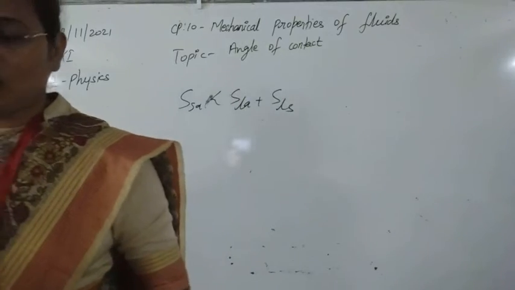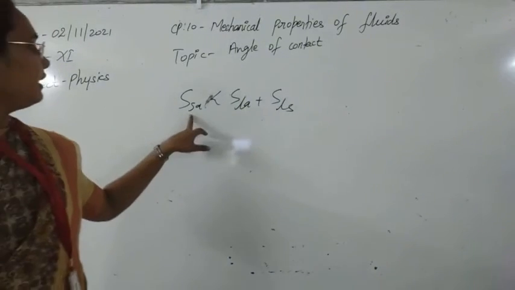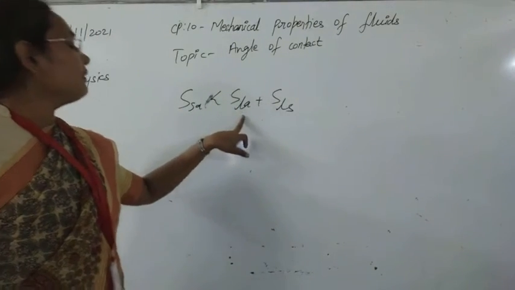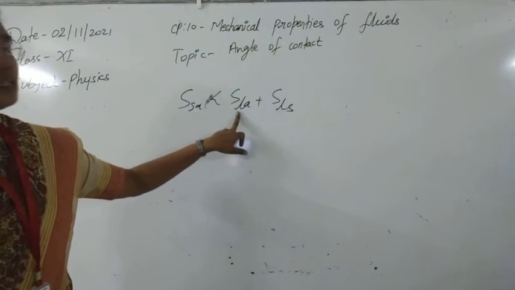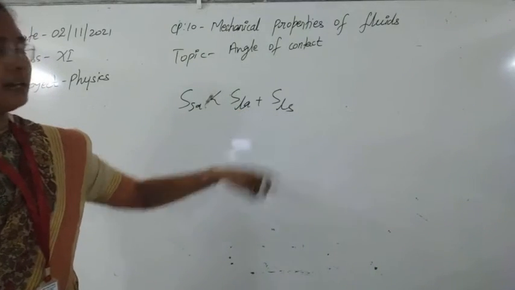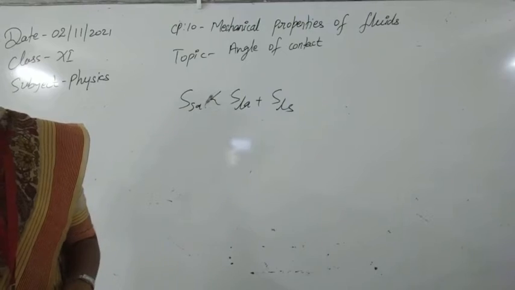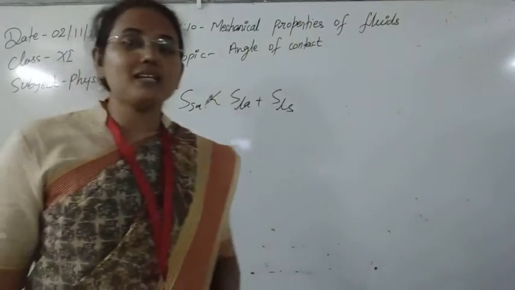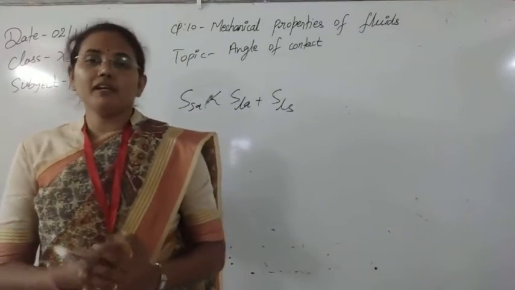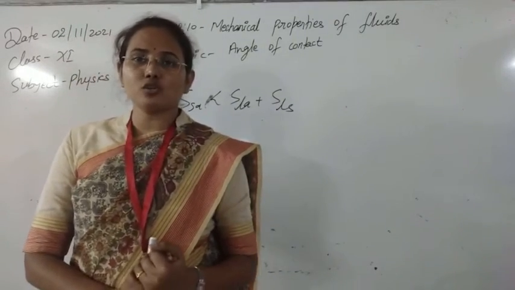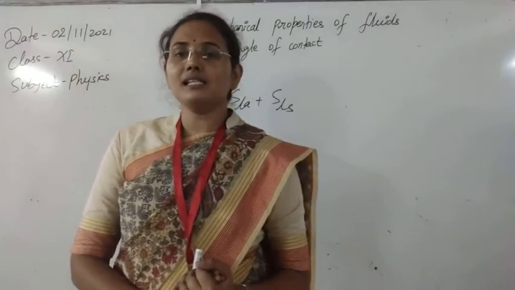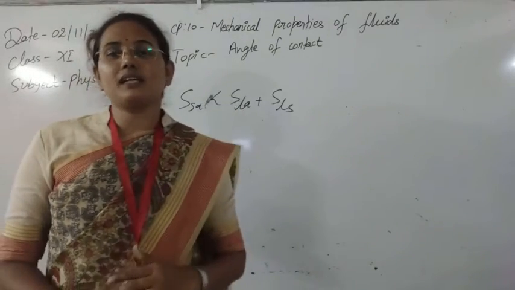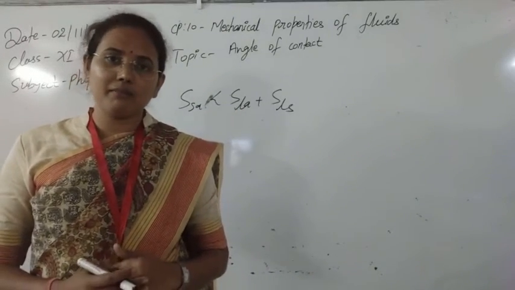It means the surface tension along the solid-air interface is less than the sum of the surface tensions along the liquid-air interface and the liquid-solid interface. Now this is the condition for the equilibrium of a liquid drop placed on a solid surface. Whenever you place a liquid drop on a solid surface in equilibrium, it will follow this condition. If it is not following this condition, then it will not be in equilibrium.